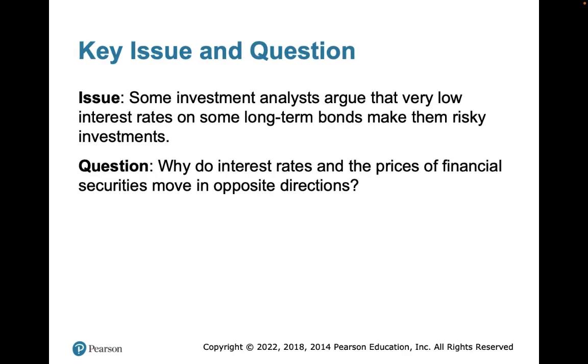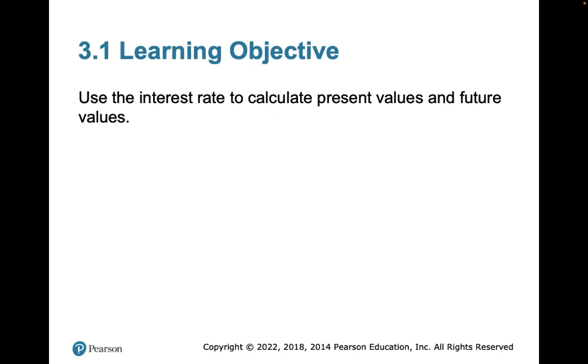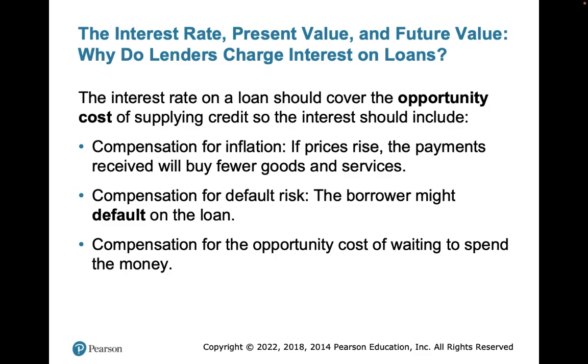So the issue now is that some investment analysts argue that very low interest rates on some long-term bonds make them risky investments. And we would want to know why interest rates and the prices of financial securities move in opposite directions. It's either this is increasing and the other is low, or this is low and the other is increasing. Now, first of all, we try to know how to calculate present values and future values.